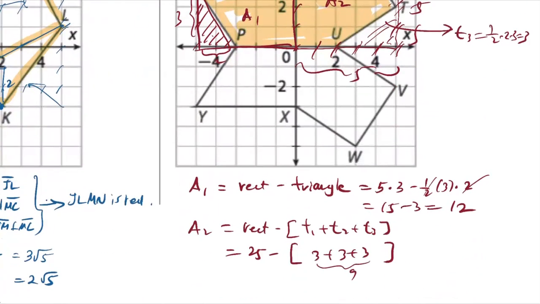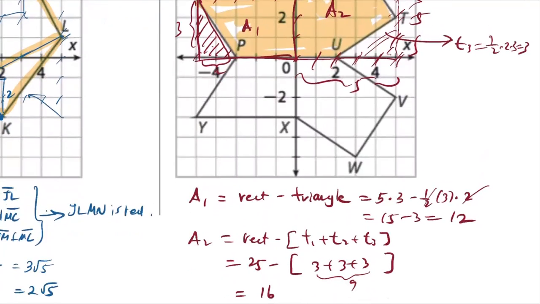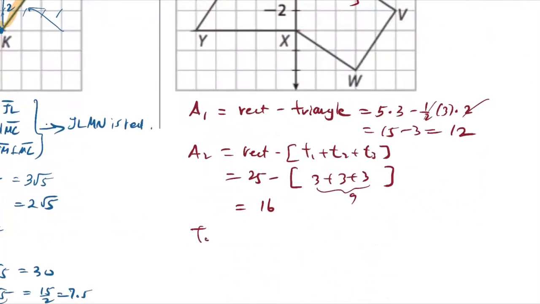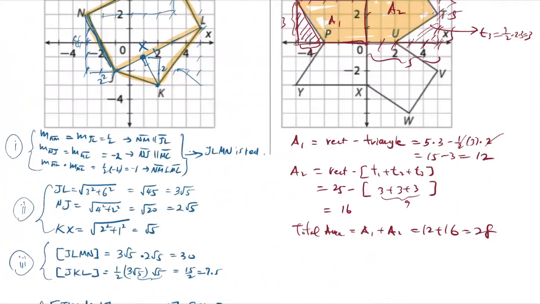Subtract that from 25. We end up with 16. But the total area, right? Total area is area 1 plus area 2. And that is 12 plus 16, which is 28. Looks good. All right, guys.